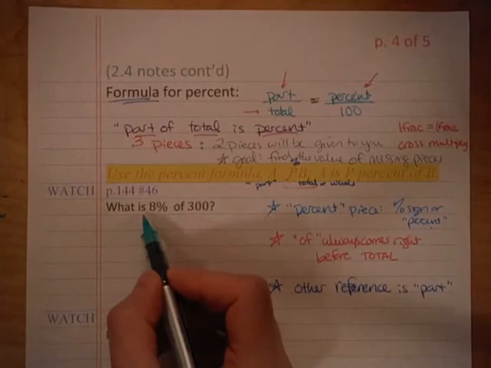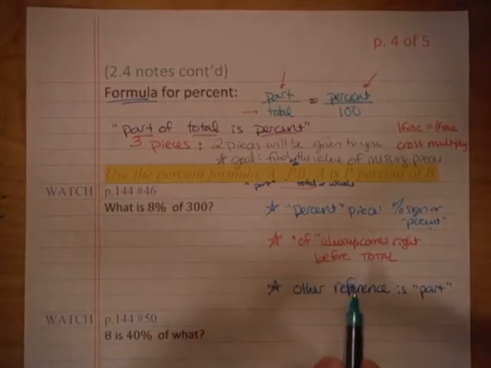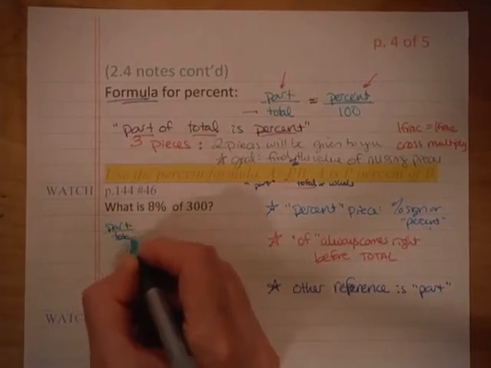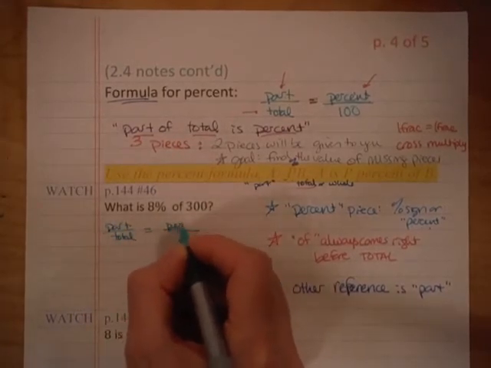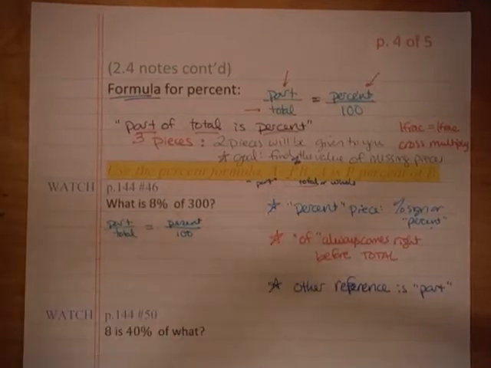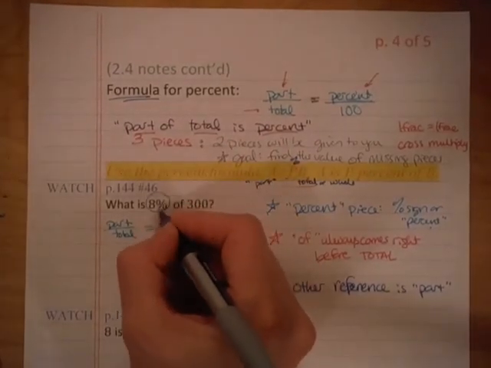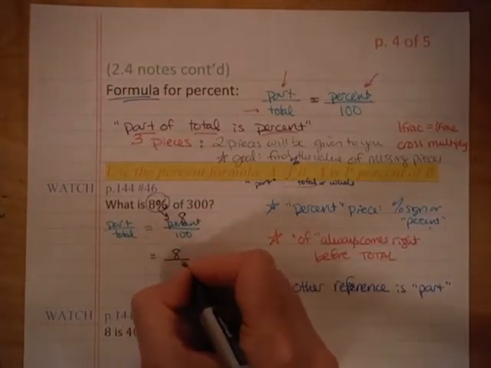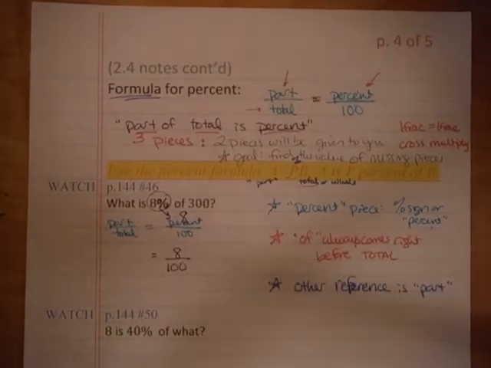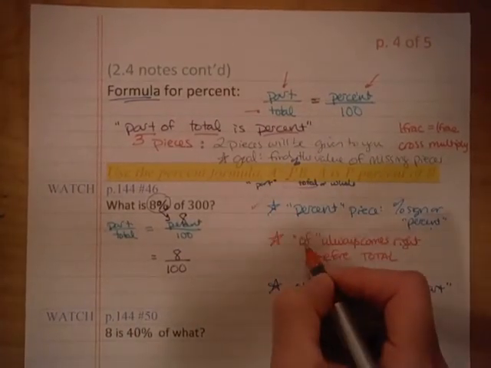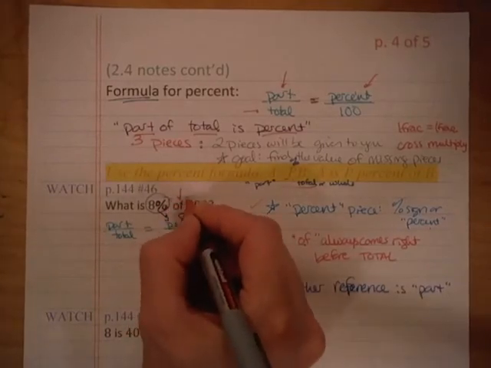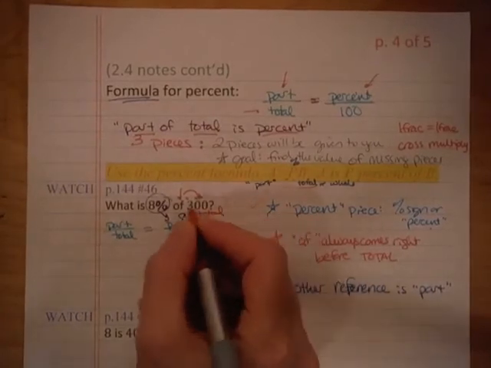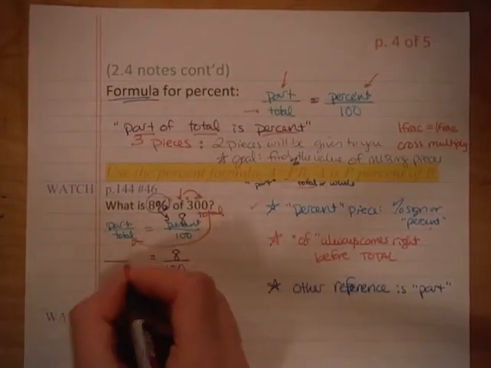So let's read this. What is 8% of 300? So the very first thing I look for is my percent, because I know I'm going to have part over total equals percent over 100. Okay, and here it is right here, 8%. There's my percent sign, so 8's going to go right here. So right now I know I have 8 over 100 on the right side. The next thing I'm looking for is my of. Where is the word of? And there it is right there, of. The number right after the word of represents my total. So 300 is going to go right here at the total spot.